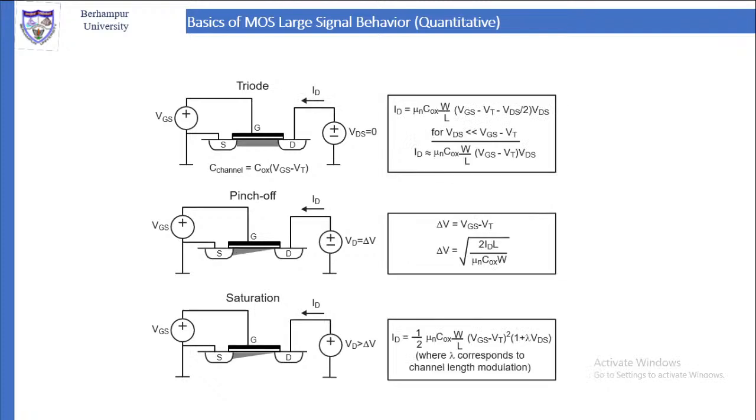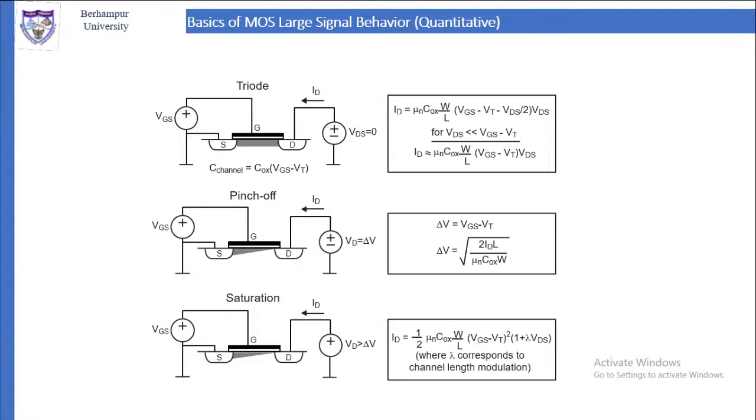So that is a qualitative example. Now quantitatively, you can find out what is the expression for ID. ID means the current, drain current. The drain current expression is mu n C0x W by L into (VGS minus VT minus VDS by 2) into VDS, where VGS is the voltage between gate and source.